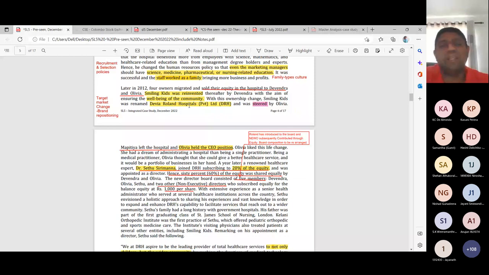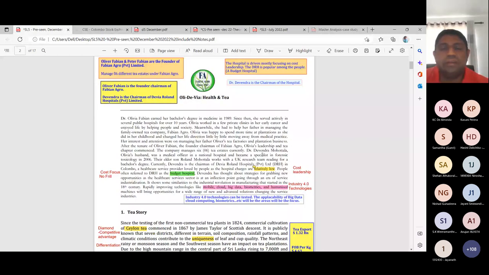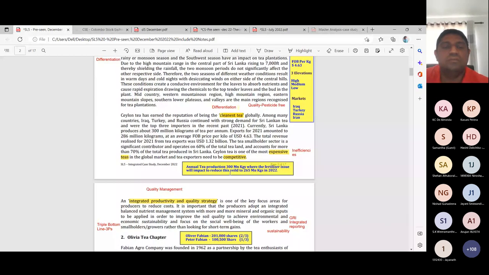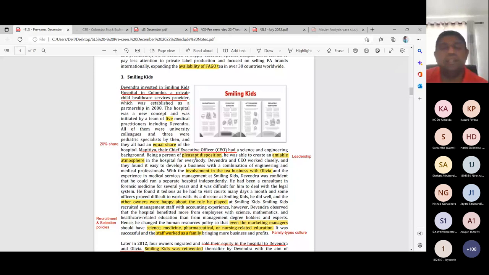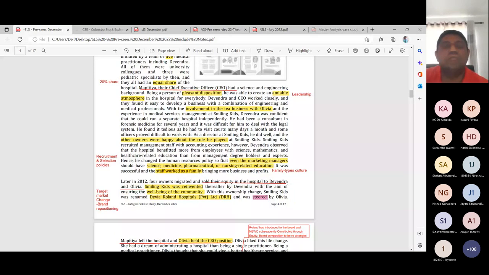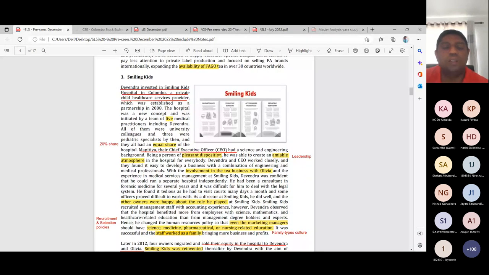With this ownership change, Smiling Kid was renamed Devia Ronald Hospital Private Limited. Initially they were given that name. It is mentioned that Devendra is the chairman of Devia Ronald Hospital Private Limited. Now, we are talking about the same organization, the same hospital. Initially, it was called Smiling Kid. Now the name has been changed after being acquired by the family of Devendra. Right, they have acquired the whole total ownership of the hospital.